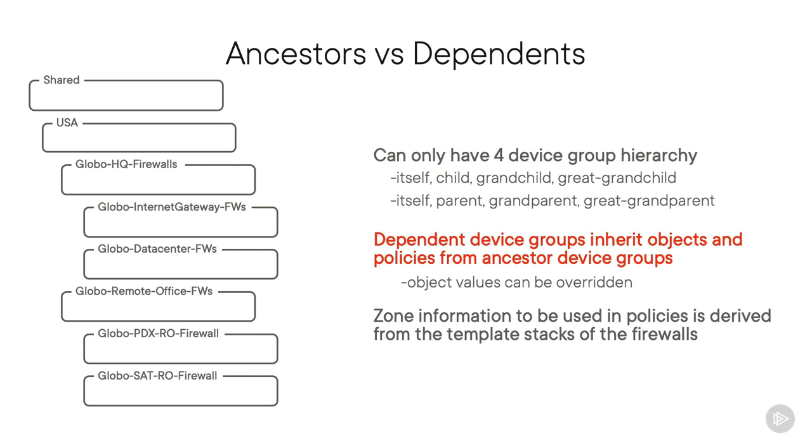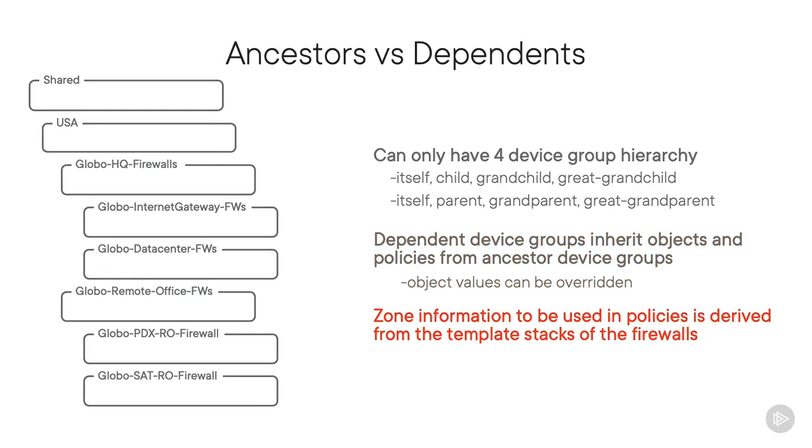While template stacks group together similar settings, there is a key difference between template stacks and device groups. Template stacks are comprised of independent templates. Device groups, however, are different in that all dependent device groups inherit the settings that their ancestor device groups have. Now, object values can be overridden, either in dependent device groups or on the firewalls themselves, but unless that happens, objects and policies configured in an ancestor device group will be received by their dependents.